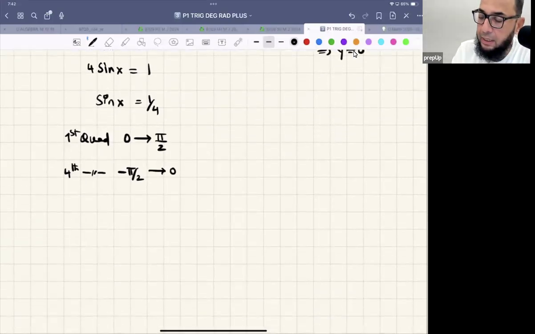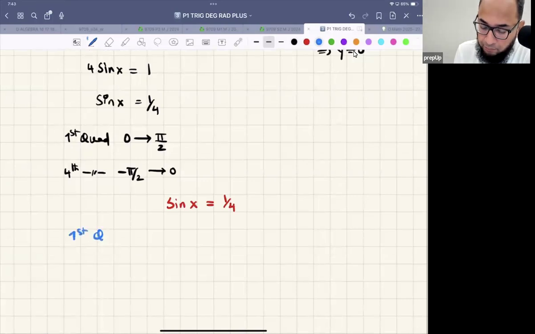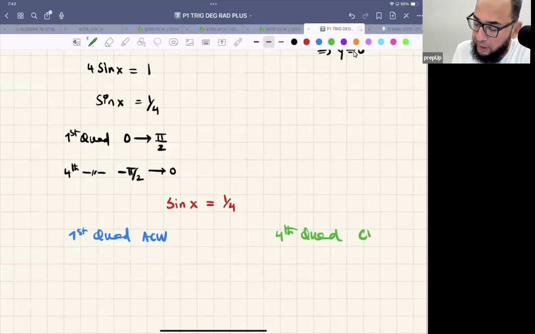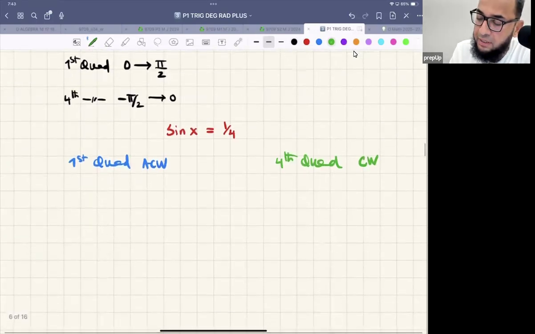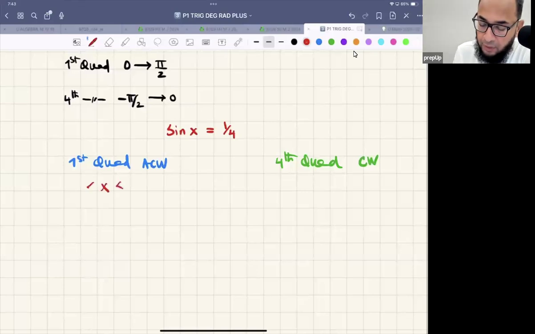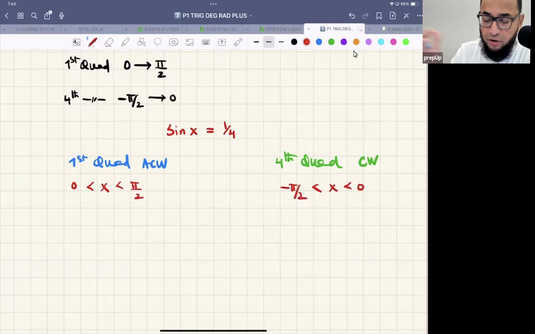Now over here, let me do the working. Sine x is equal to 1/4. First of all, the quadrants separately. This is the first quadrant, that is anti-clockwise. Fourth quadrant, that is clockwise. Now let me write the range below it. x lies between 0 and pi by 2. Over here, x lies between 0 and negative pi by 2. You have to treat it separately.